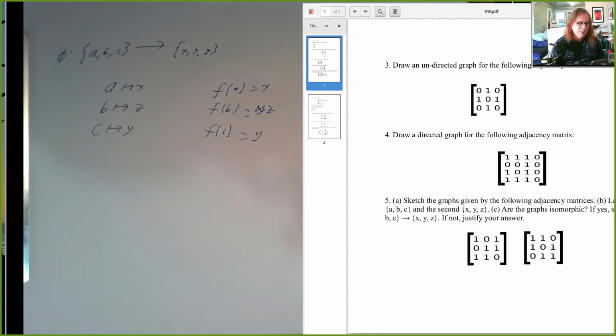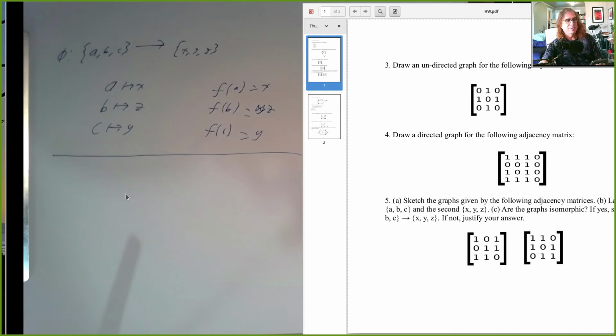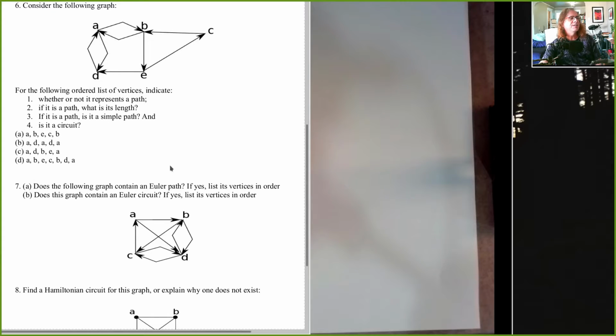All right. So question 6, yeah, this was the one that raised the most issues. Question 6 was looking at paths. So here's the graph we've got, and we're asked whether each of these is a path. If it's a path, what's its length? Is it a simple path, and is it a circuit? So A, B, E, C, B. So this goes from A to B to E to C and back to B. Okay, that is a path.